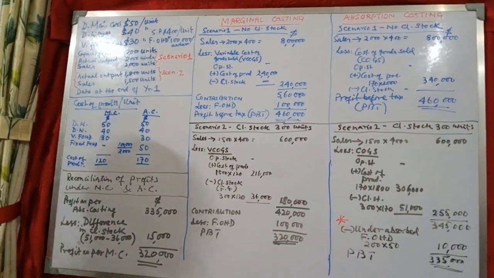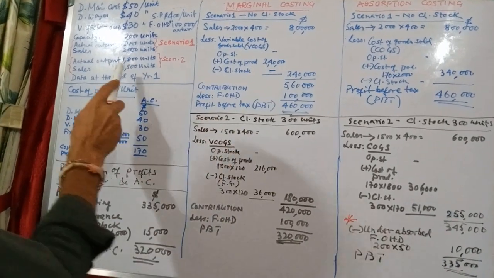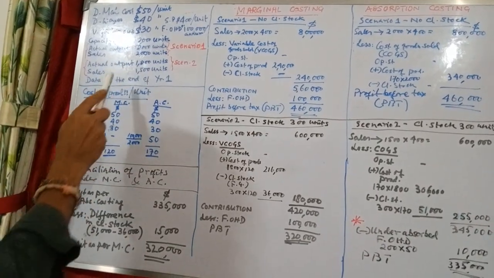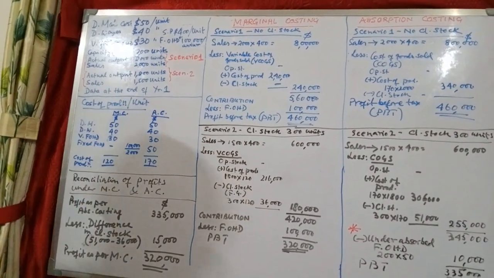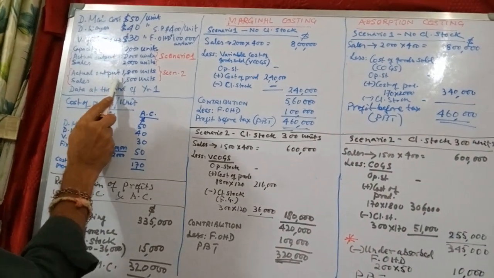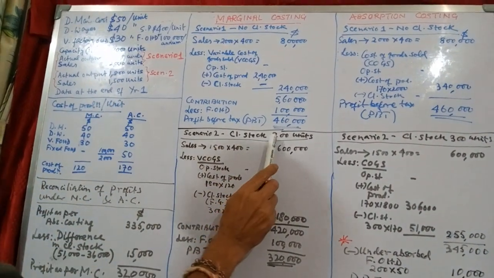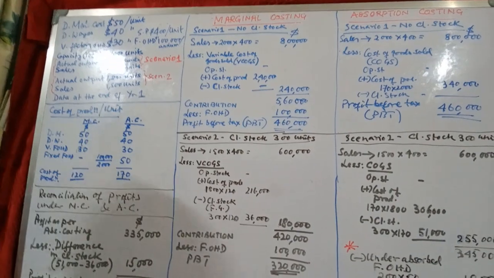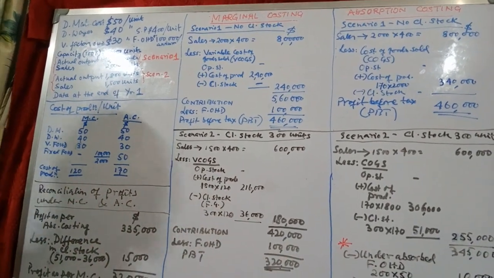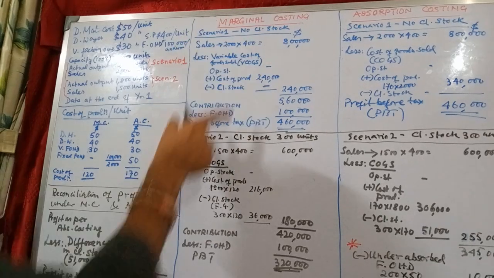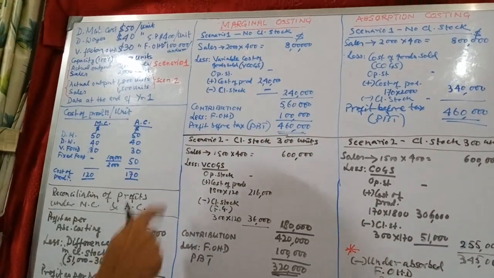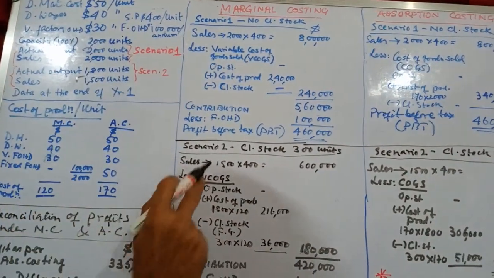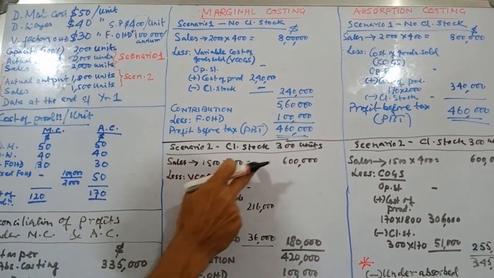Now come to scenario 2. In scenario 2, output is 1800 units, which is less than capacity output, 100% capacity output, and also sales is less than actual output, so there is closing stock of 300 units. 300 units is the closing stock in both the systems. So again, we follow the same format as we have done in scenario 1, that is sales, the sales figure multiplied by sales price per unit.